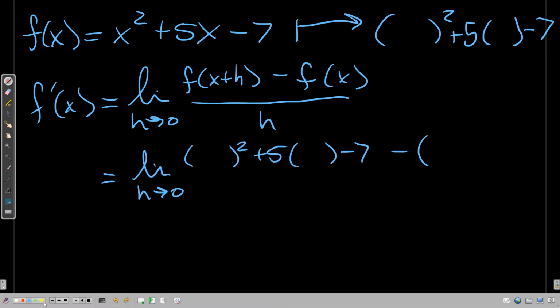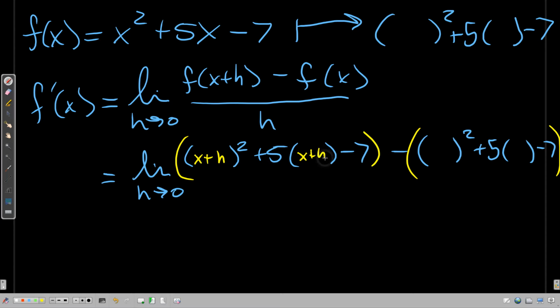So right there in the first set of parentheses is my function, and then over here in this second set of parentheses will be the same thing. Only difference being that in the first one I'm going to put x plus h, and in the second one I'm just going to put x. And then it's all over h. Alrighty. Well, we're done.